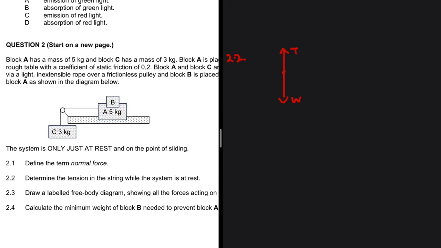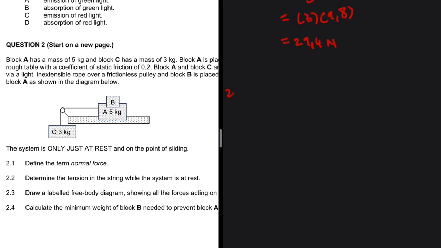We can use C in order to find the tension. We'll say that the tension is equal to the weight. We know that the weight is mass multiplied by the gravitational acceleration. So that is going to be 3 multiplied by 9.8. Right, and now I just need to substitute that in my calculator. And then it says 29.4 newtons, because it's tension, it's a force. So there we go, 2.2, pretty much straightforward.